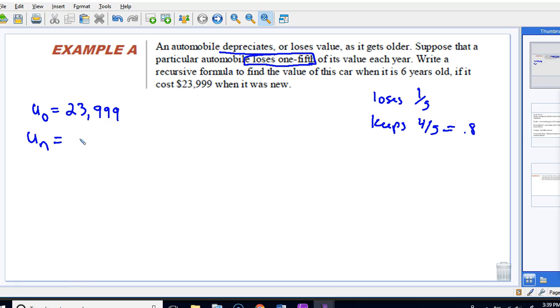So what we can do is take 0.8 or 4/5 and multiply that by u sub n minus 1. Now, since this number is less than 1 but greater than 0, when I multiply it by the previous number, I should get a smaller number, right? So let's figure out the value when this car was 6 years old.